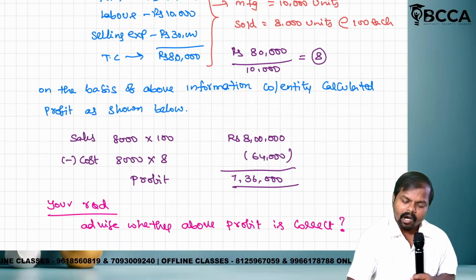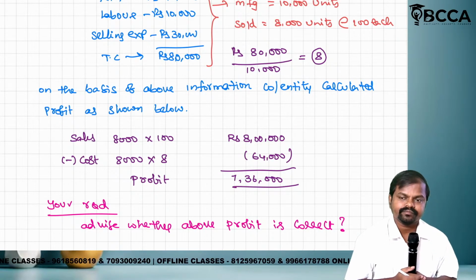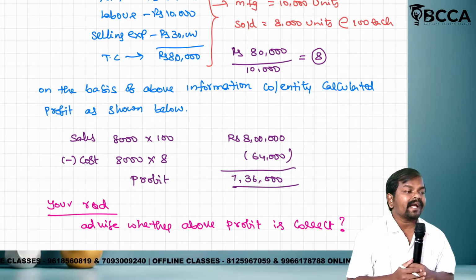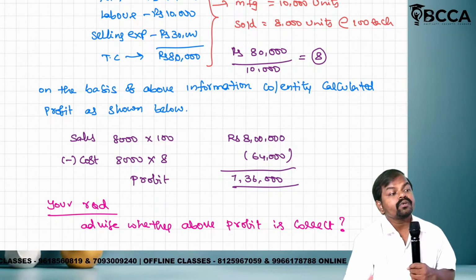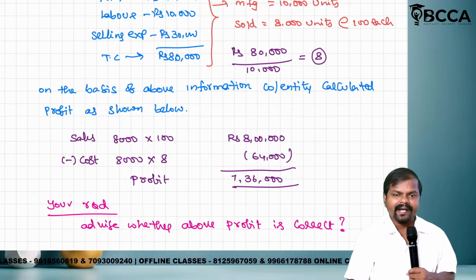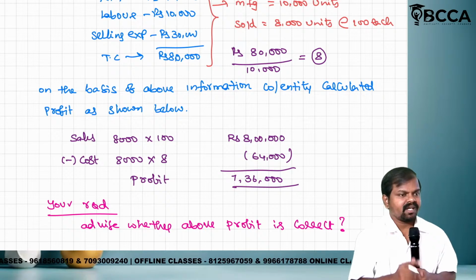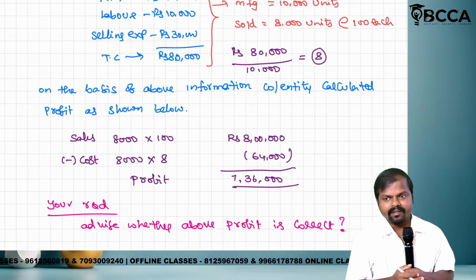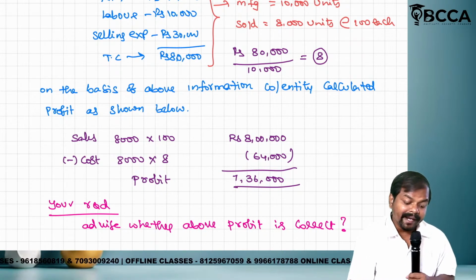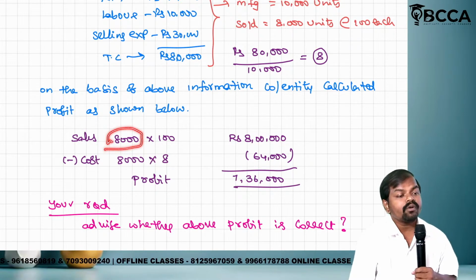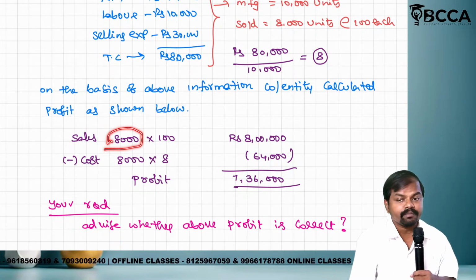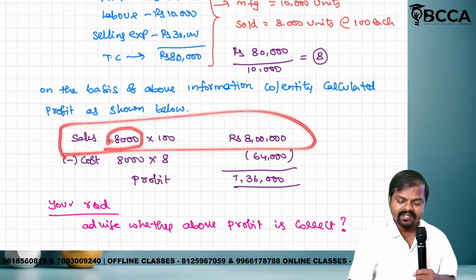Clear? How did 8 lakh arrive? 8,000 into 100. What is meant by 8,000? Sold units. What is meant by 100? Selling price per unit. How do you know only 8,000 units were sold? The question paper told. How do you know the selling price per unit is 100? The question paper told. It means this value is correct.